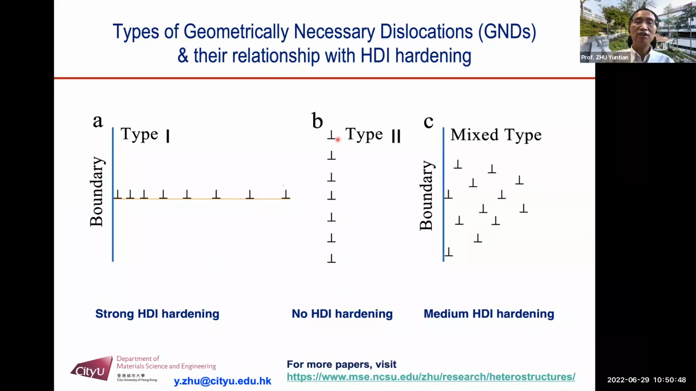However, if all these GNDs with the same Burgers vector pile up like this on top of each other, I assume everybody knows what this is. This is a small angle grain boundary. So it will produce lattice rotation. However, there's no long-range internal stress, because in the long range the stress fields cancel each other. So this does not produce any HDI hardening. The third type is the mixed type. So this produces a medium HDI hardening.